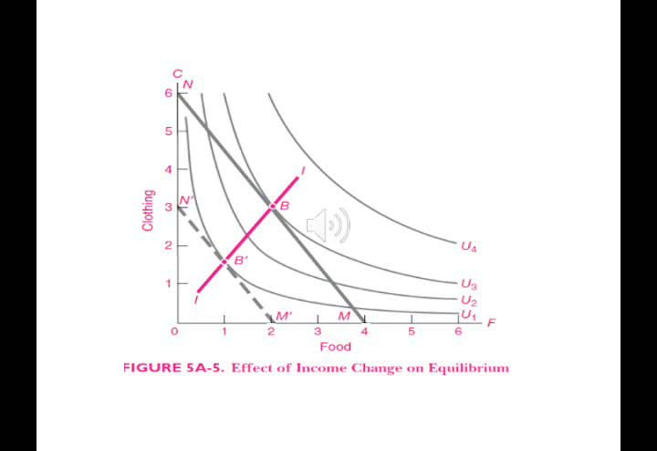And this, as you can see, will happen at point B prime, which is a point of tangency between indifference curve U1 and the new budget line N prime M prime. By connecting points B prime and the initial equilibrium B, we get what is called the income consumption curve. This income consumption curve traces the utility maximizing consumption bundles corresponding to different levels of income of our consumer.